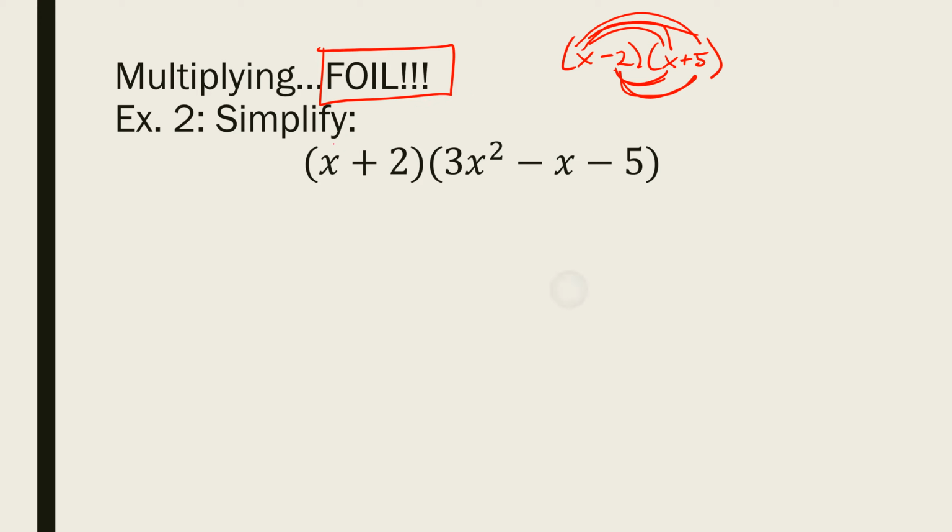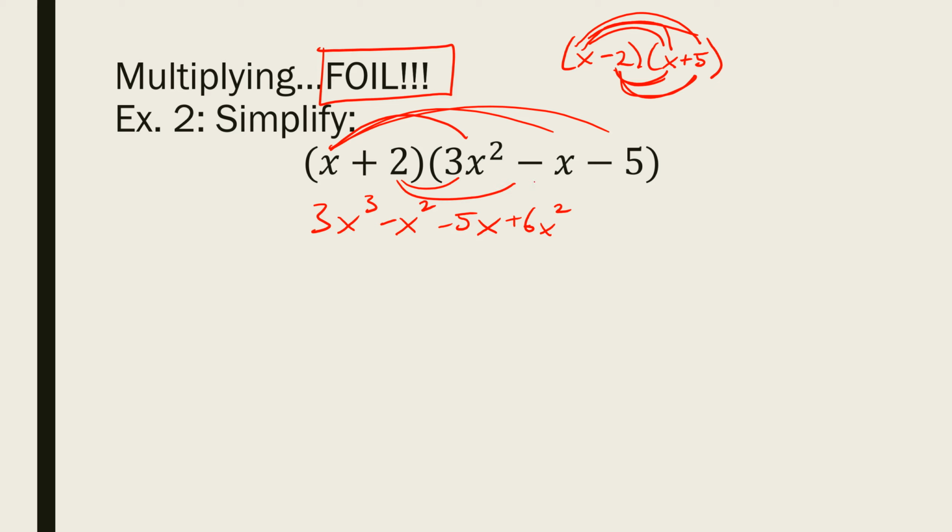So let's start with the x. That would be 3x cubed minus x squared minus 5x. Now let's do the 2. This would be 6x squared minus 2x minus 10. And I'm assuming you remember how to multiply and do all those exponent rules because you're smart.